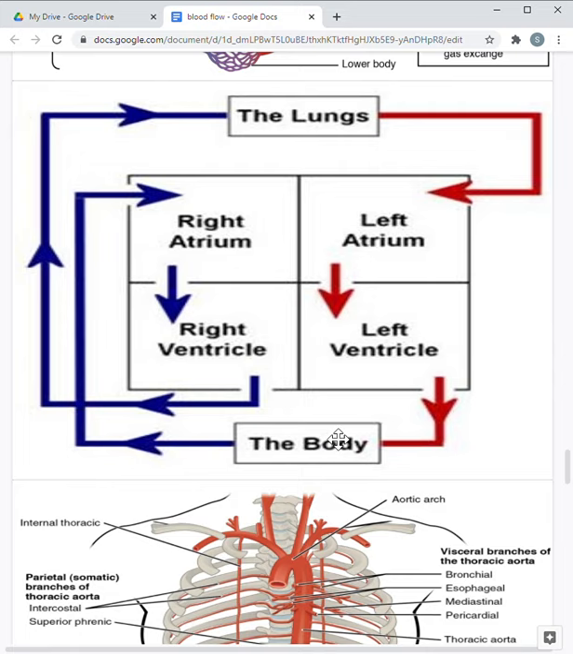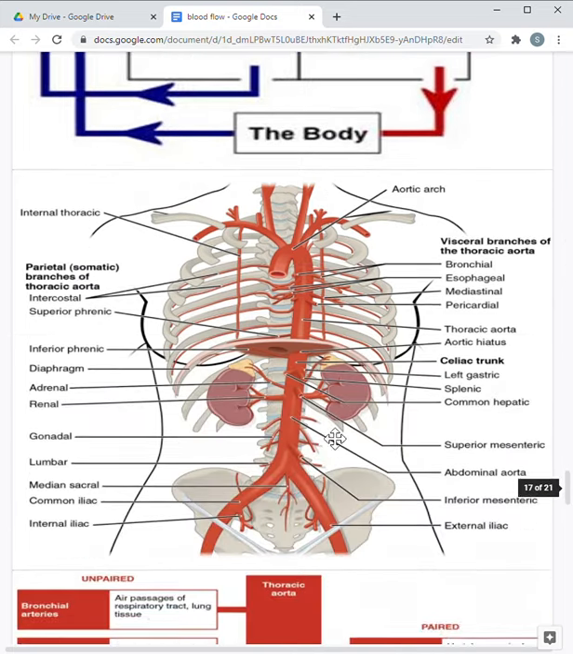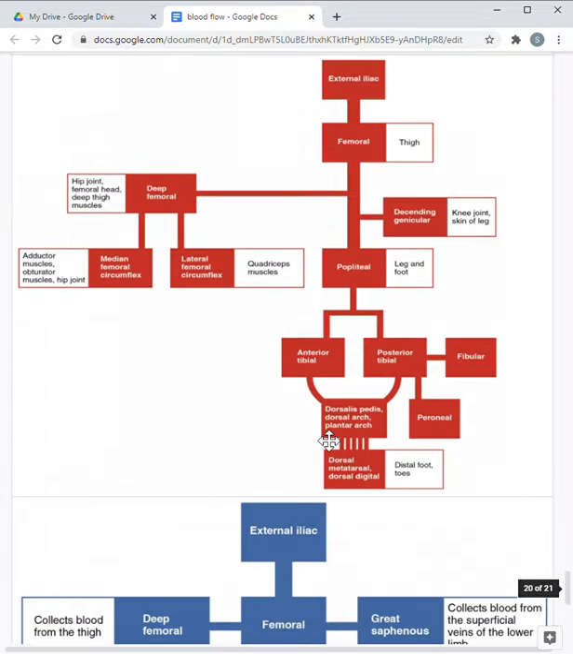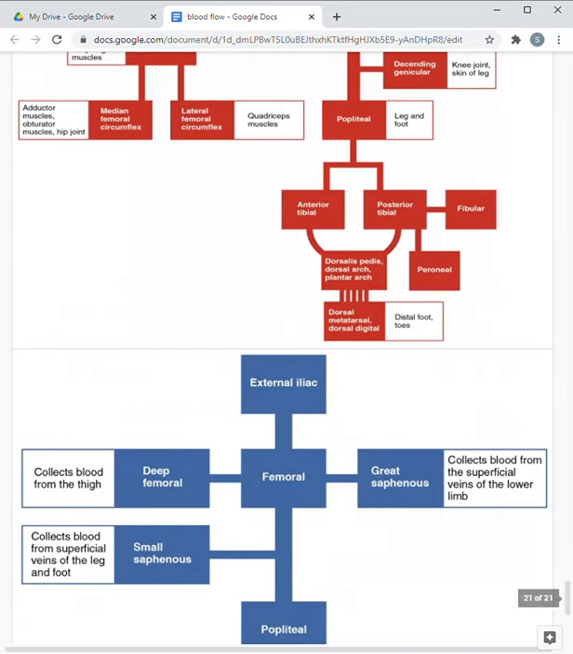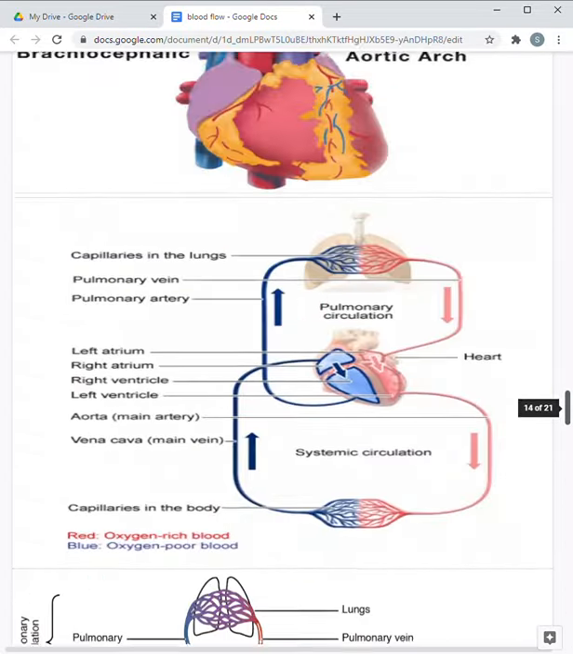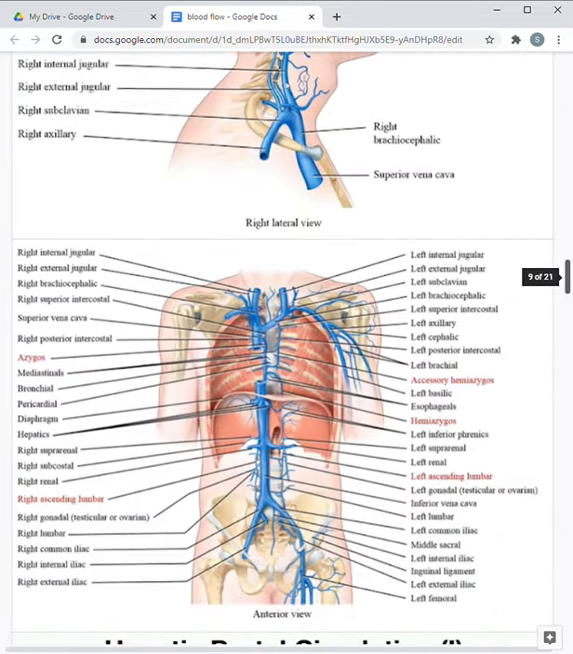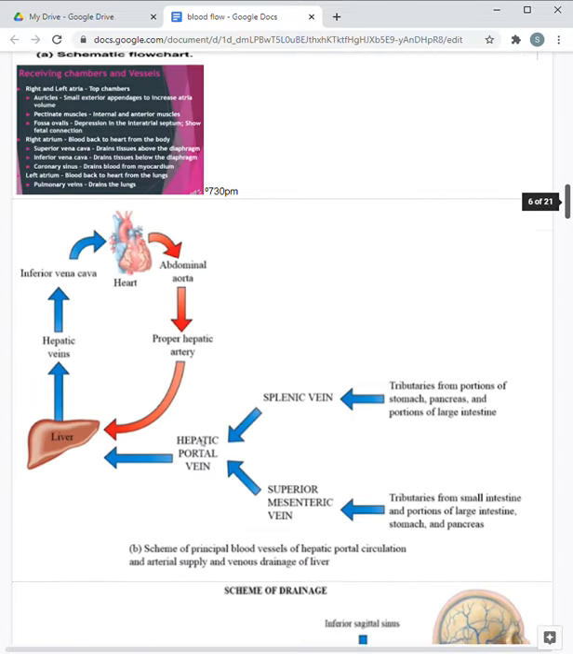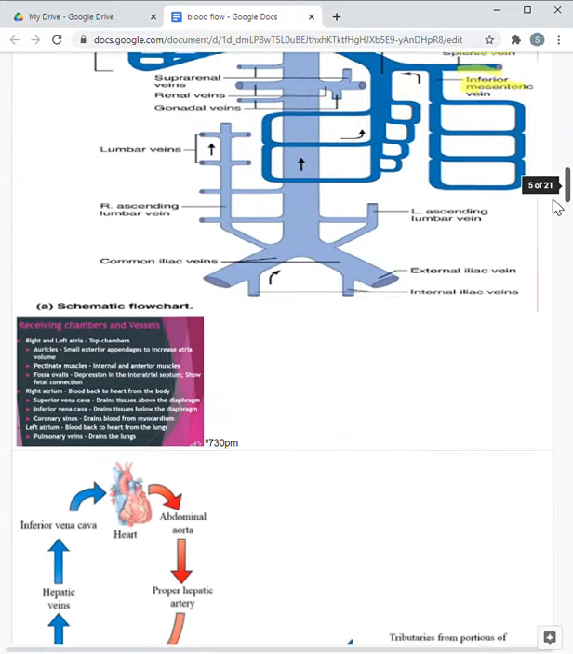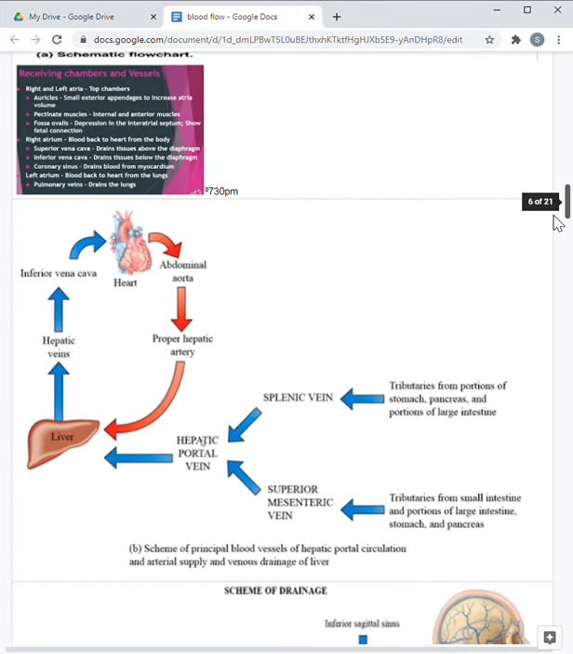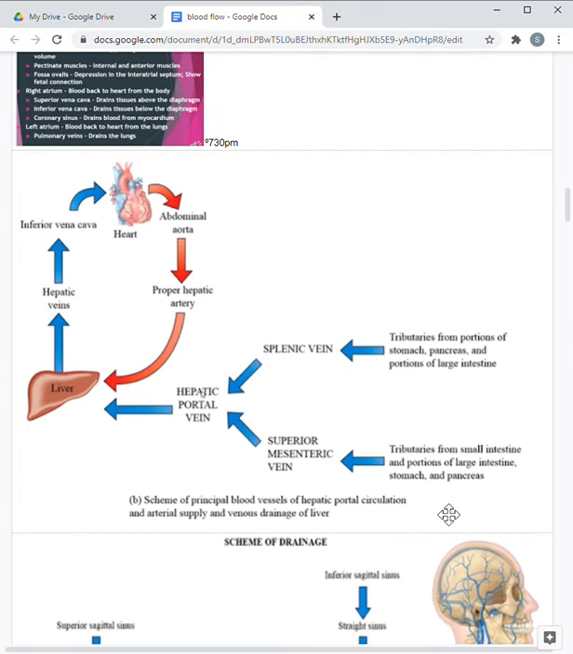And then we have another type. So those are two types. Then we have another type that's the hepatic. It's the hepatic system, and that's where the blood is going to circulate into your liver. So you've got this here.